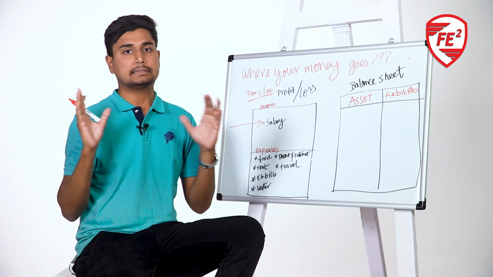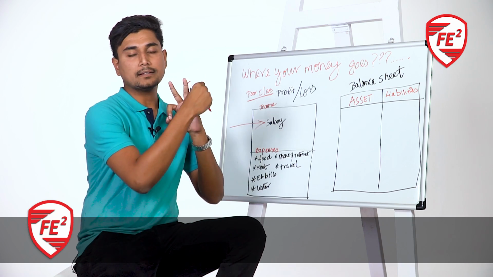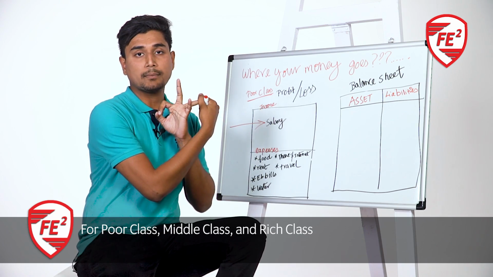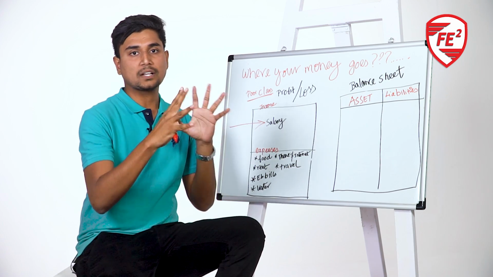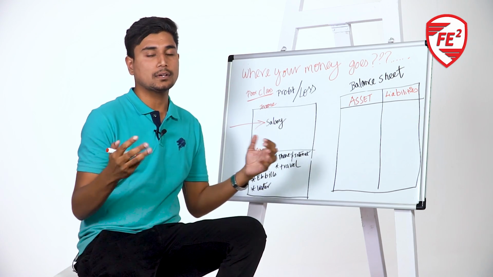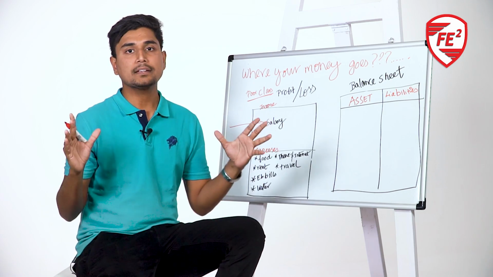I'm going to talk about this topic in three categories. One for the poor class, another for the middle class, and the third for the rich class. Actually, how their money goes, in which column the money goes. So I'm going to talk all about where your money goes today.